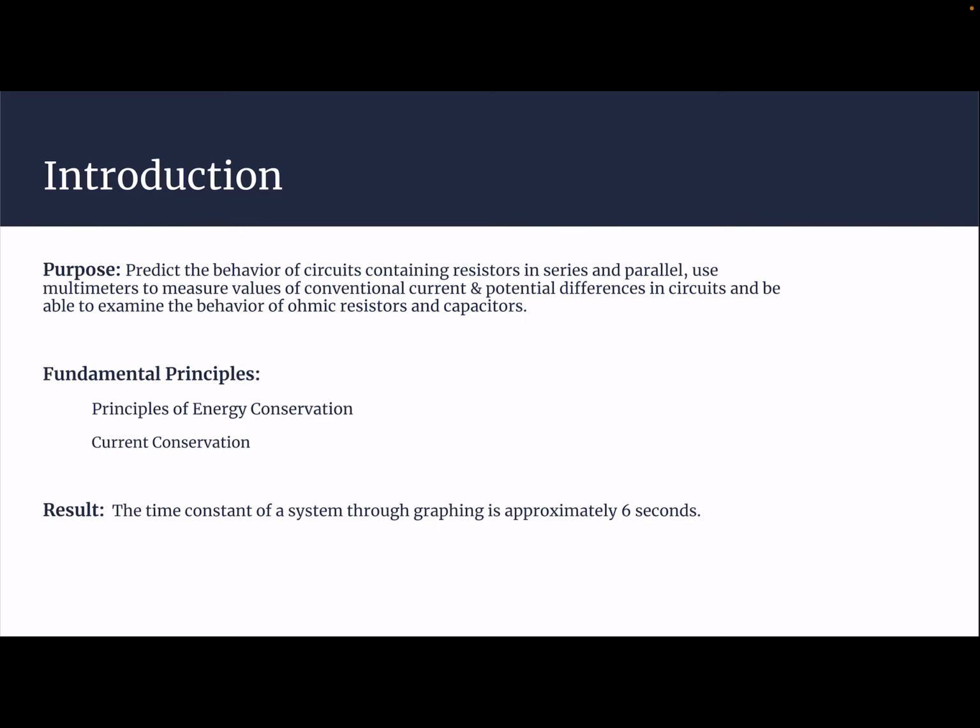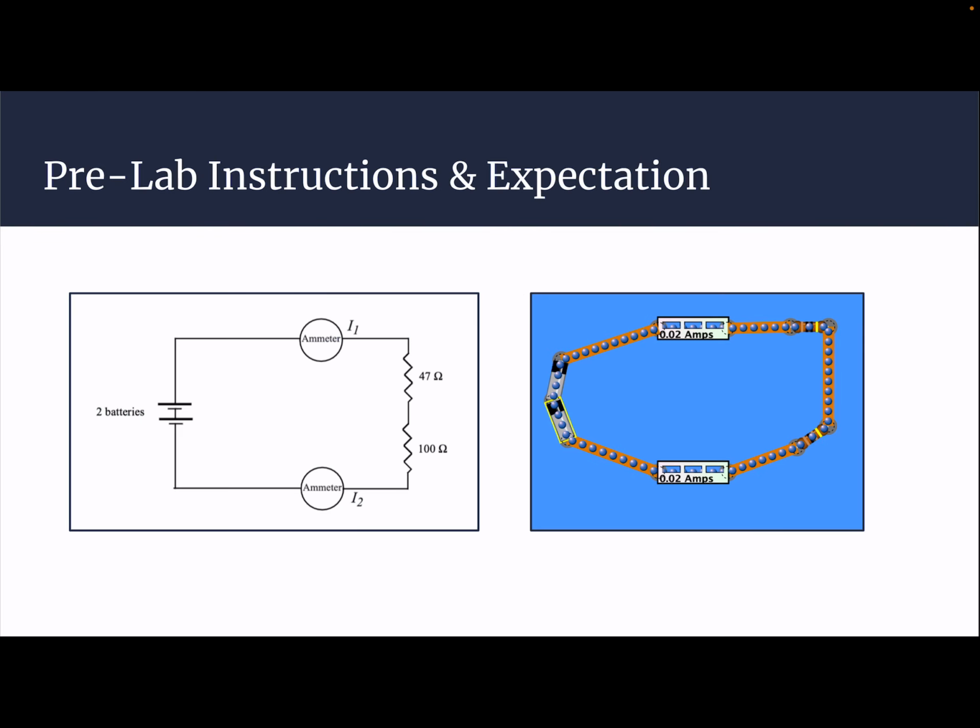Before going into the calculations for the experiment, let's discuss the pre-lab instructions and expectations. For Lab 4, we utilized the Online Circuit Construction Kit from the Colorado PhET project to create a simple series circuit of two 1.5 volt batteries, two resistors, and two ammeters, as shown in the image. By using the loop and node rule, we were then able to predict the readings of the ammeters and voltmeters before we even ran the simulated circuits. From there, we were able to model and predict the time constant of a system through graphing.